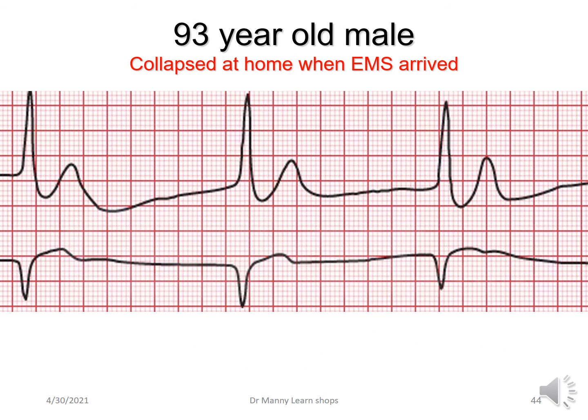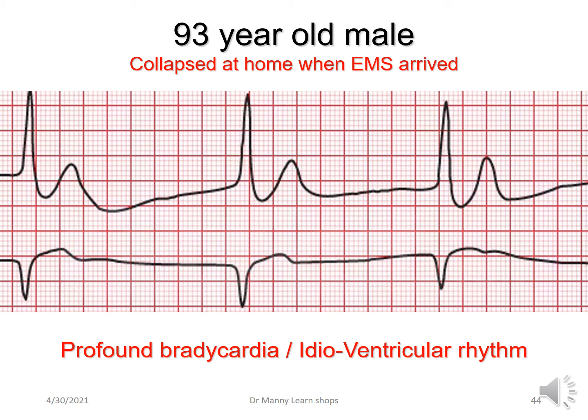Now you've got a 93-year-old male who suddenly collapsed at home. His wife called the emergency medical services, and when they arrived, they put him onto ECG monitoring, and this is the rhythm that he's in, a bradycardia. What sort of bradycardia? The rate is approximately 30 beats per minute if you use the times 10 method. It's wide complex, no P waves. It's a concern. He's not responding. This is a profound bradycardia, but it's an idioventricular rhythm.